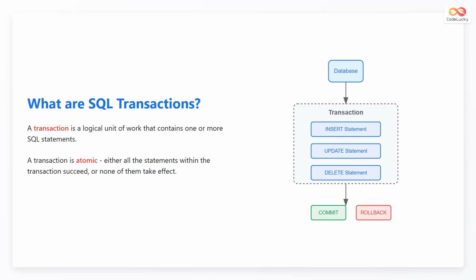In the diagram, you can see that a transaction consists of multiple SQL statements such as insert, update, and delete. Depending on the success or failure of these statements, the transaction either results in a commit, which saves the changes, or a rollback, which discards the changes and reverts to the previous state.